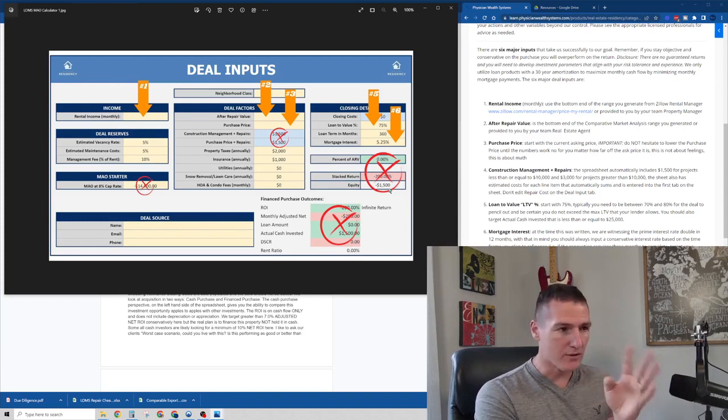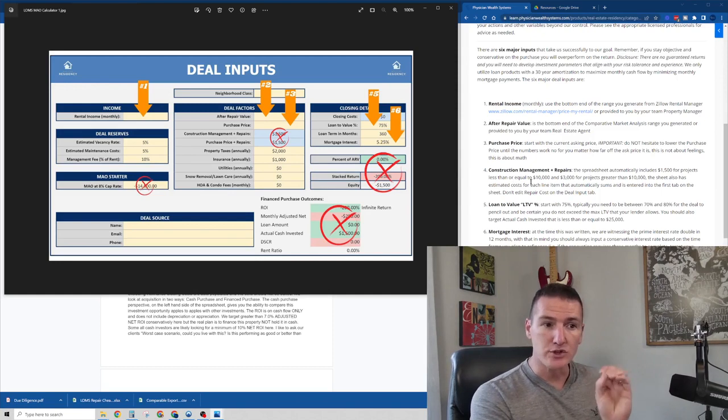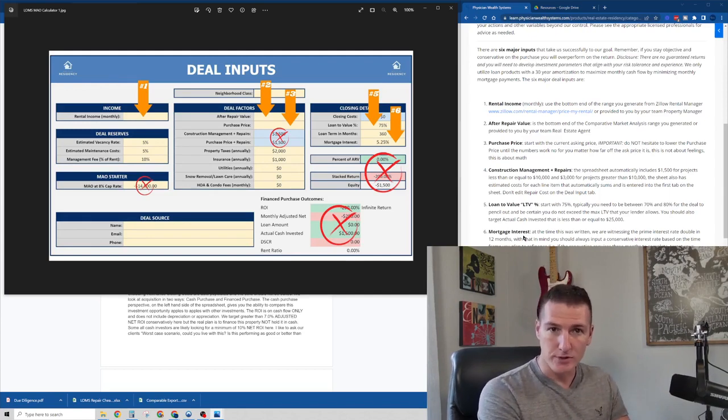And again, you can dive into that stuff and change it. Right now, 80-20, focus on getting where you need to be. None of that is going to affect you coming out of the gate. You've got the 6 entries: the rental income, after repair value, purchase price, construction management and repairs, loan to value, LTV, and mortgage interest rate. Let's get a couple of these deals run through and show you some examples.